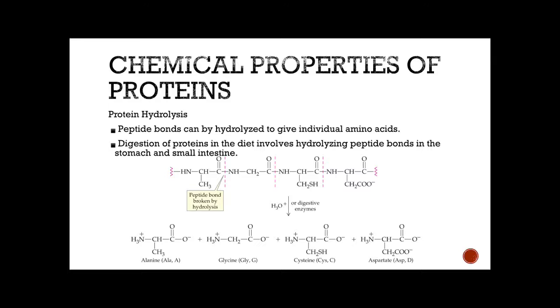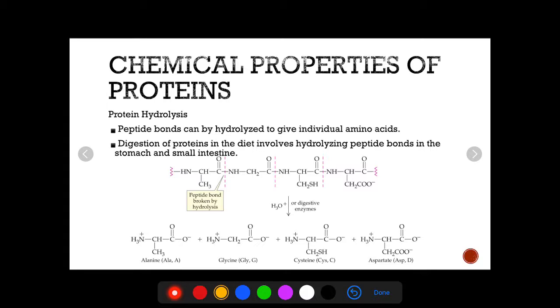Okay, so here's an example. We have amino acids here, and then the peptide bond is broken where it was formed. So right here, the peptide could be broken here and here to give us the individual amino acids: alanine, glycine, cysteine, and aspartate, or aspartic acid.